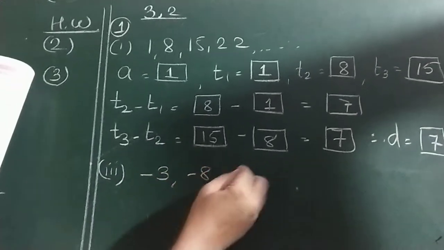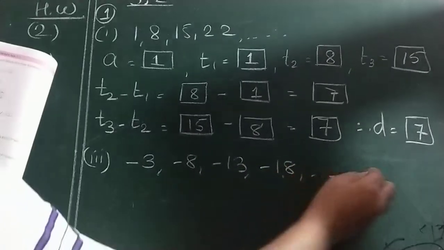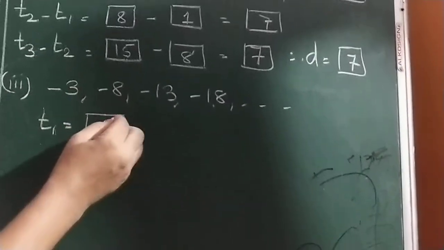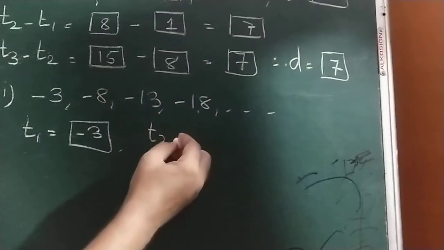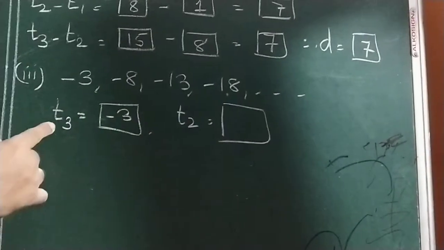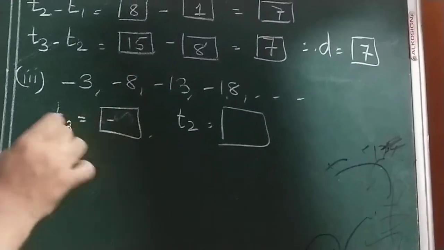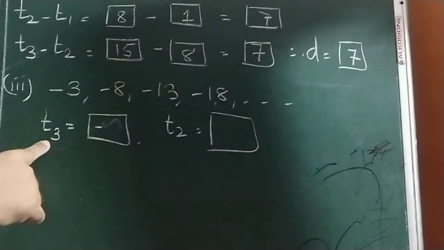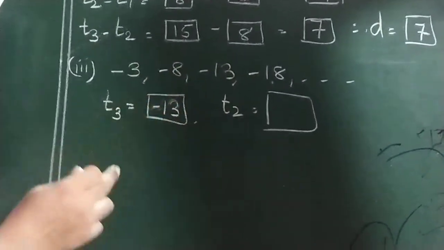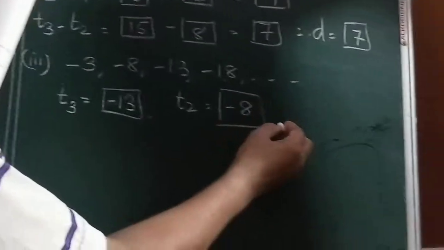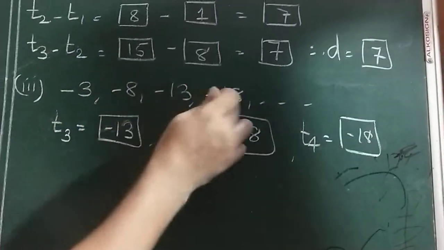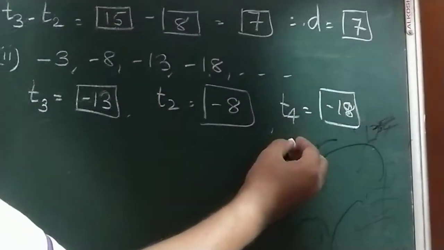The sum is 3, minus 8, minus 13, minus 18 and so on. Here, what is T1 here? First term, minus 3. What is T2 here? Wait, sorry. First they ask T3. They confuse us. Generally they ask serial wise T1, T2, but here they ask T3. So what is T3 here? First, second, third term, minus 13. What is T2 here? Second term, minus 8. What is T4 here? Fourth term, 1, 2, 3, 4, minus 18.